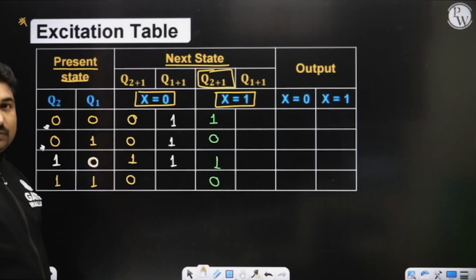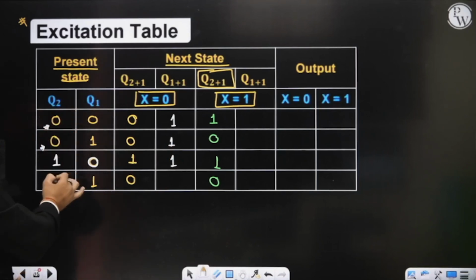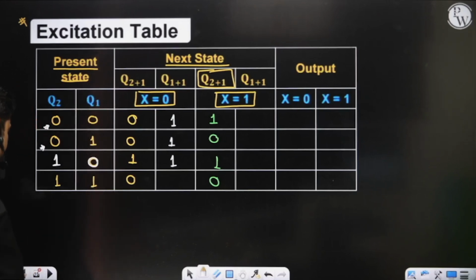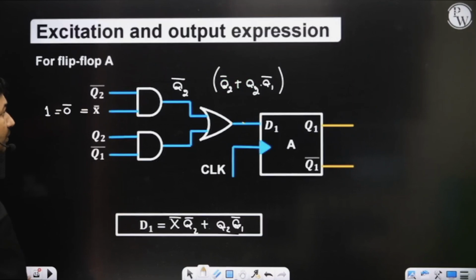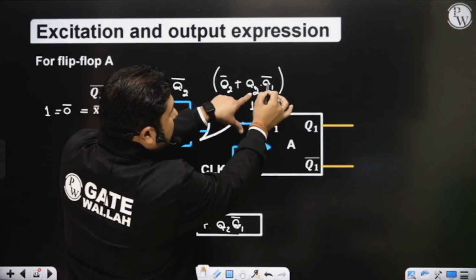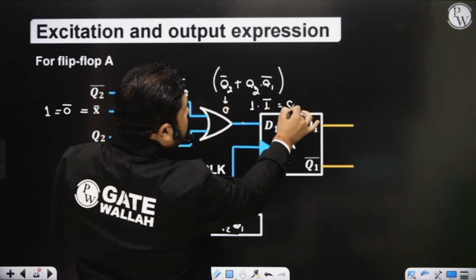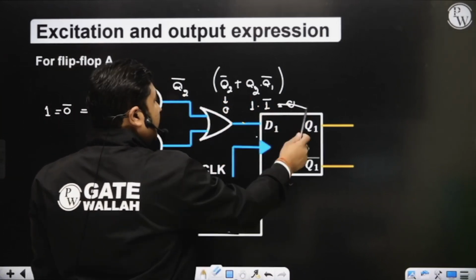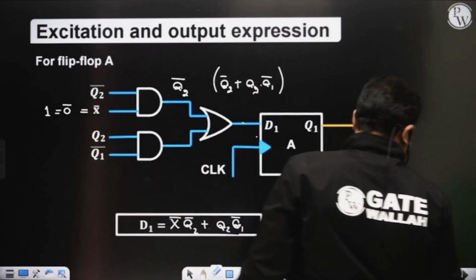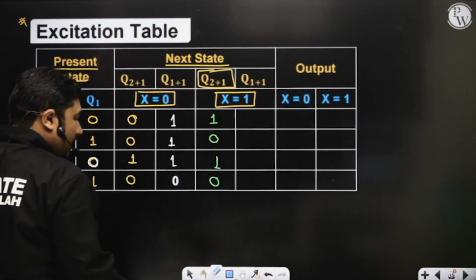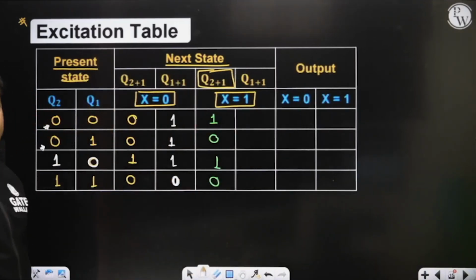Now come to the last one, 1 1. In case of 1 1, Q2 is 1 and Q1 is 1, so the complement of Q1 is 0. It means 0 is applied over D1. On application of the clock pulse, what will we get? We will get 0 only. So we will get 0 for Q2 Q1 equal to 1 1. This is how you can fill this table.